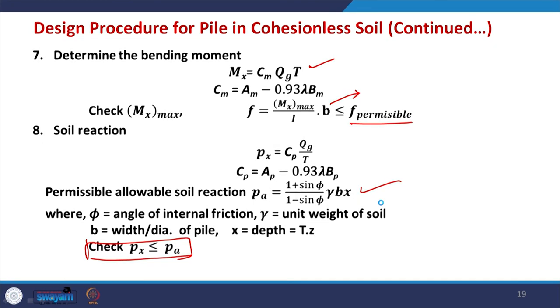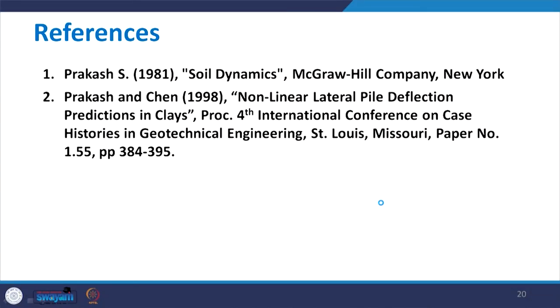So, these were the steps for cohesionless soils, and this completes this lecture. Most of the material which we have discussed today is from the book by Shamsher Prakash, Soil Dynamics. And what we discussed on degradation of modulus of subgrade reaction is from a research paper by Prakash and Chen, titled Nonlinear lateral pile deflection predictions in clays. So with this I complete.